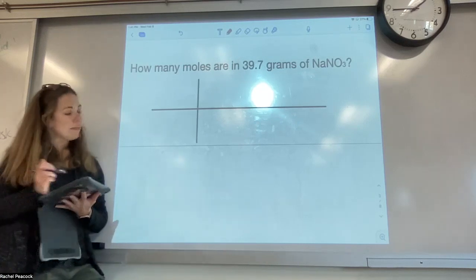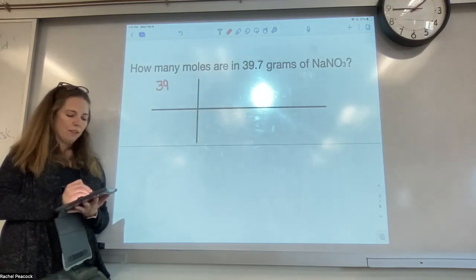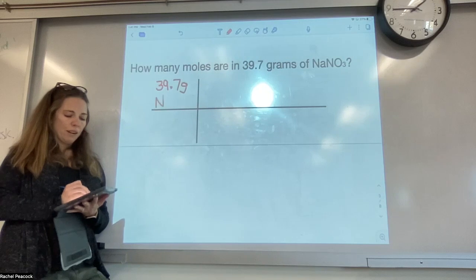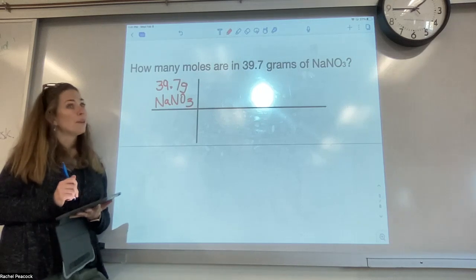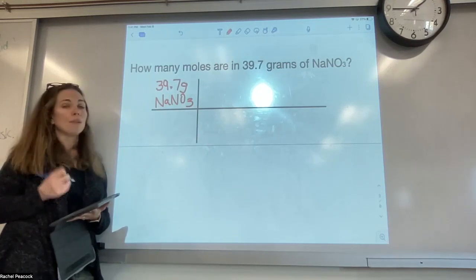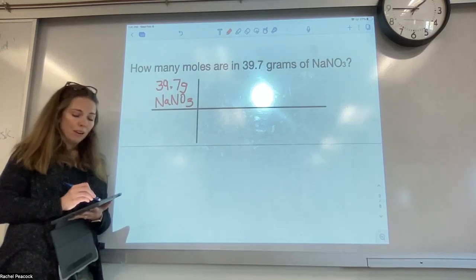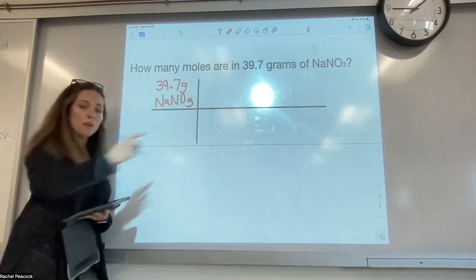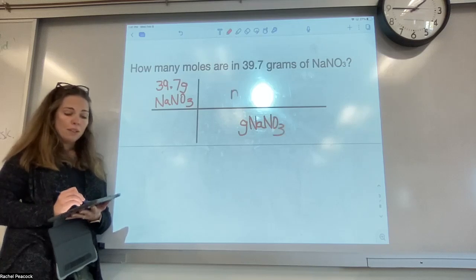All right, here we go. 39.7 grams of NaNO3. That's what you're given in the problem. Now, again, we're going to use a conversion factor here. We need to get to moles. The relationship between grams and moles is molar mass. Please remember, whatever unit is top left has to go bottom right. So in this case, grams of NaNO3 is going on the bottom and mole is going on top, okay?